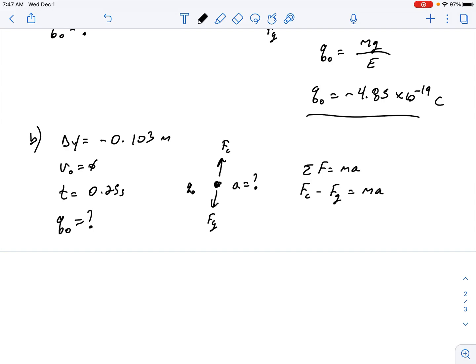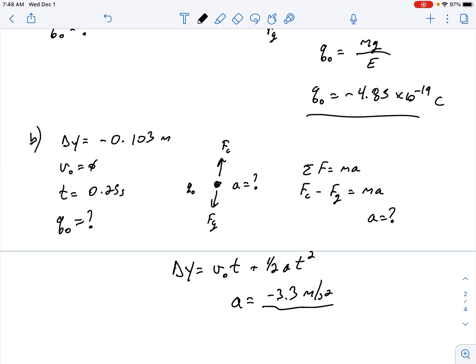Problem is, unlike in the last problem where there was no acceleration, this time there is, and we don't know it. If we know that acceleration, we can use it to finish the problem. So let's figure out the acceleration. Well, that goes all the way back to our kinematics, and I don't know if you guys remember the kinematic equations, but this would be equation 3 that we would like to use today. Solve that for A, and we get negative 3.3 meters per second squared.